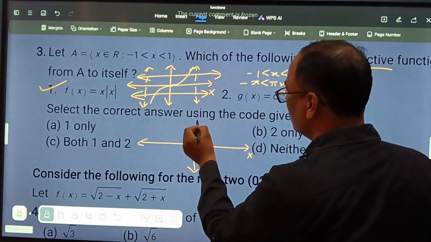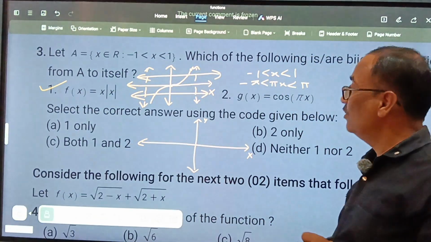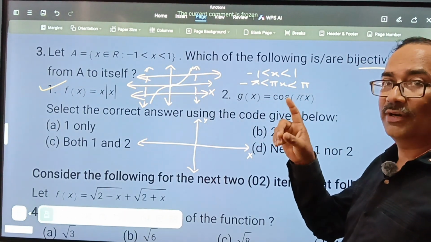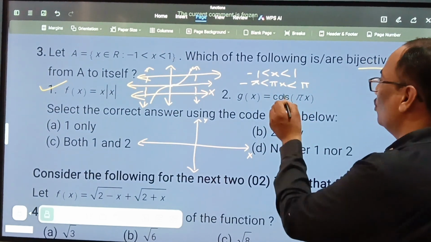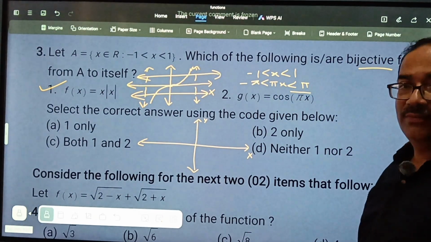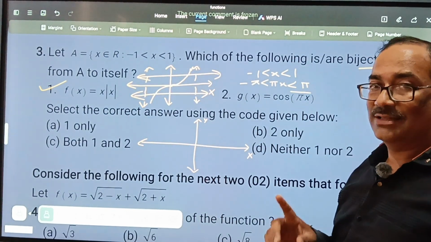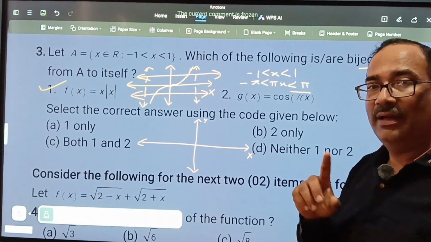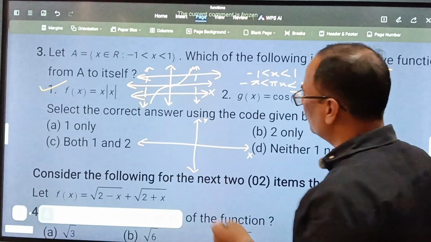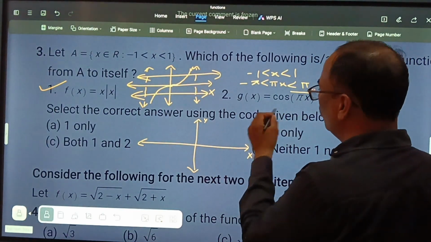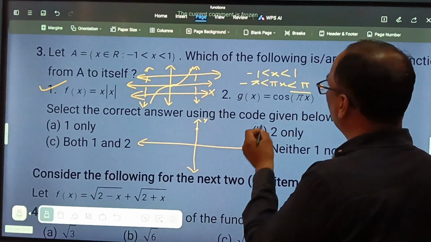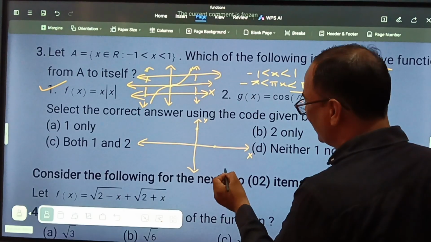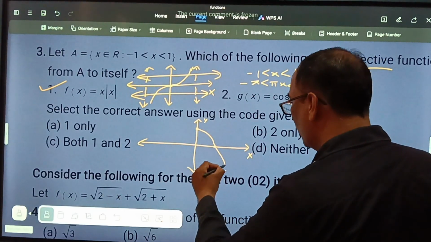This is our x-axis, this is y-axis, and we know very well in the first two quadrants, that is the first quadrant and second quadrant, 0 to pi, the function is positive as well as negative. In the third and fourth quadrant it is negative and positive. So its graph is what? Cos 0 is 1, and cos pi by 2 is 0, and cos pi is equal to minus 1, that is, it goes downward.